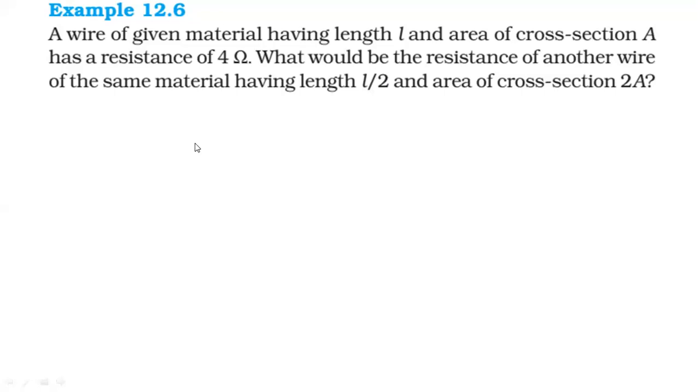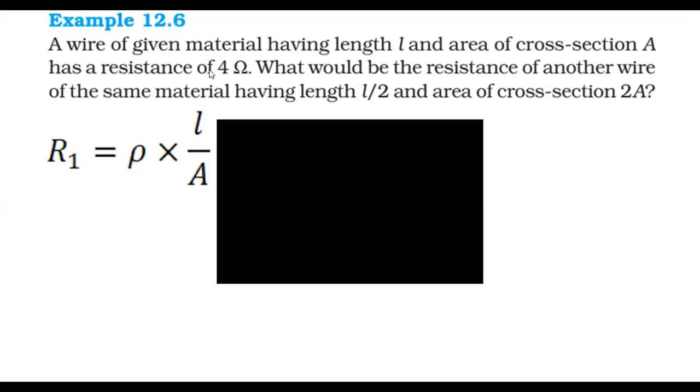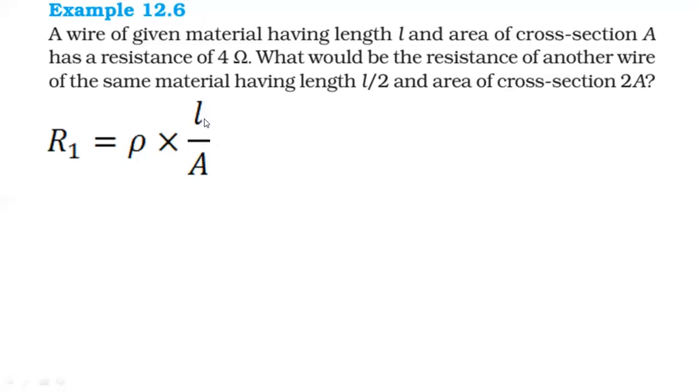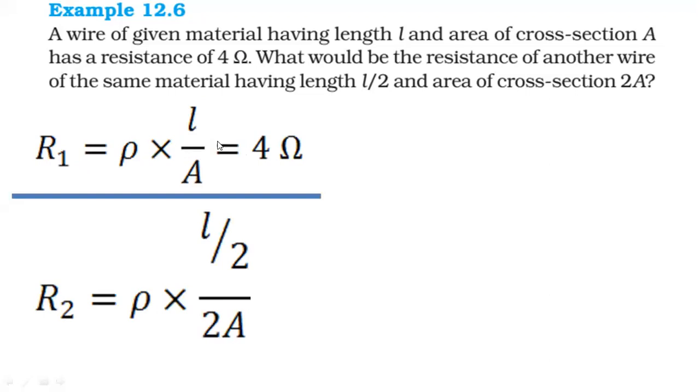So let us put the values in the formula. The resistance of the first wire: the formula is rho L by A. Because L is given as L and A is given as A, we are not going to change anything. But this value has been given as 4 ohm. So R1 equals rho into L by A equals 4 ohm. That is given in the question.